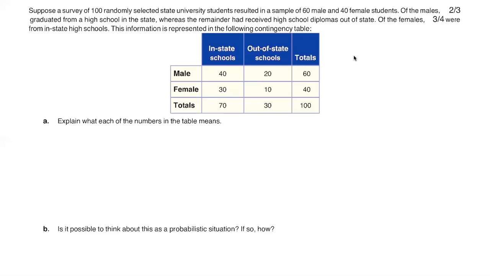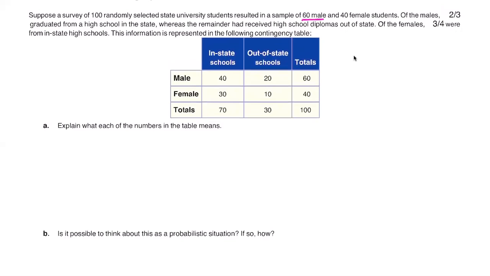That being said, let's go over the example from the book. The book talks about 60 males in the example. We see that over here. Let's actually use the highlighter. So 60 males in the male row, 40 females in the female row. Now, a little bit more is going on here. Two-thirds of the males graduated from a high school in state. So, in state is the first column. That 40 is two-thirds of 60. You betcha.